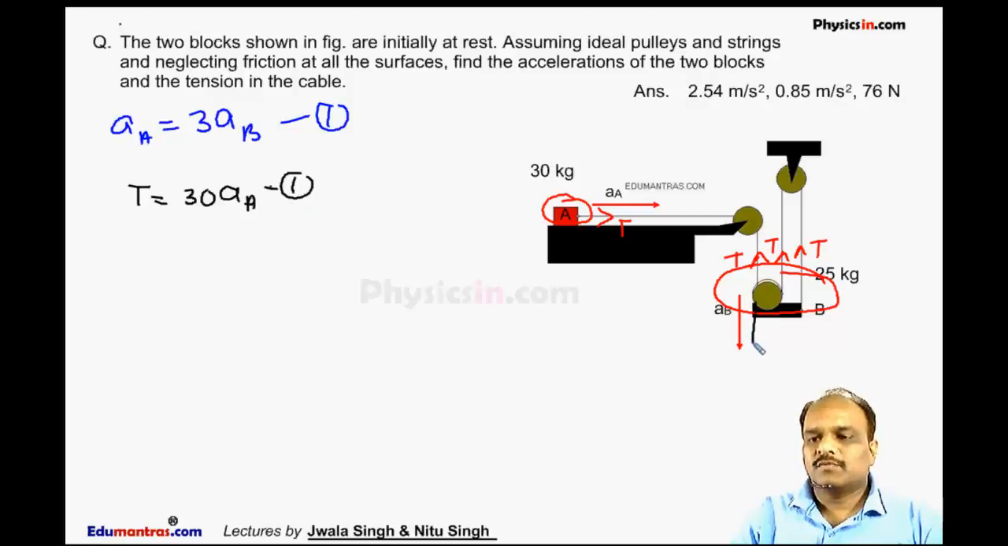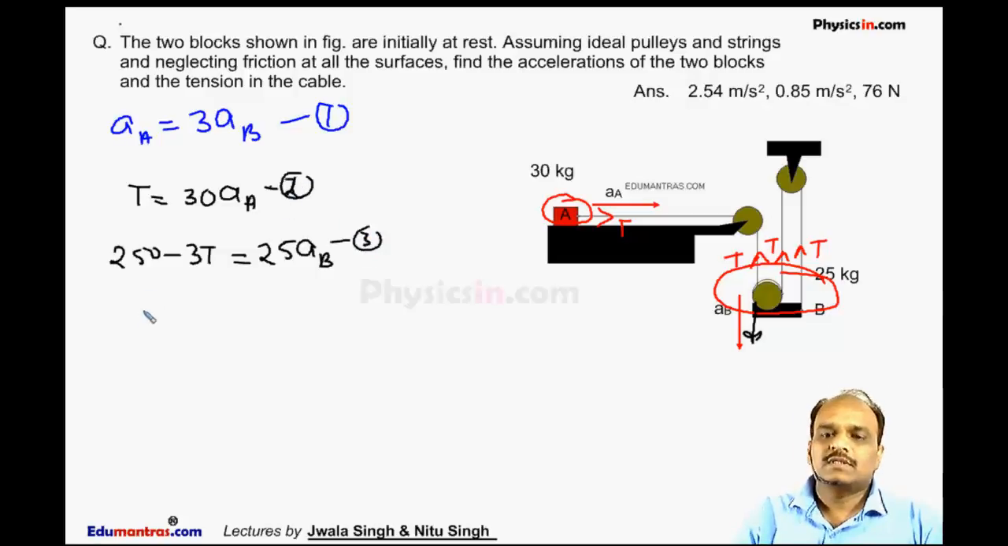From block B, the weight of this block will act downward, so we can say 250 minus the upward tension T plus T plus T, it is 3T, is equal to the mass of block B, 25, multiplied by the acceleration of block B. This is our third relation.